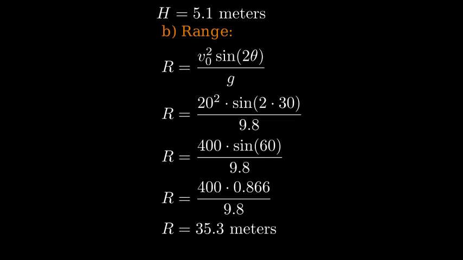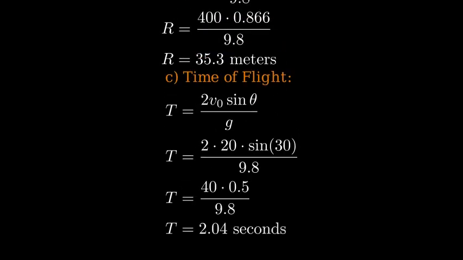Next, let's calculate the range using R equals v0 squared times sine of 2 theta divided by g, substituting. R equals 20 squared times sine of 2 times 30 degrees divided by 9.8. R equals 400 times sine of 60 degrees divided by 9.8. R equals 400 times 0.866 divided by 9.8. R equals 35.3 meters.